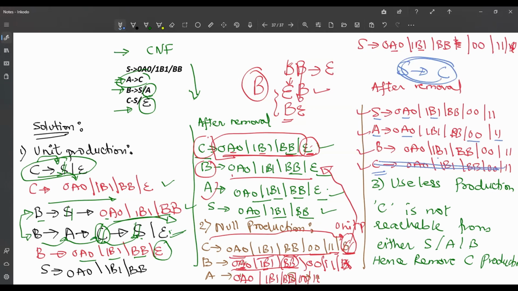So what will be your final answer? Your final answer will be the productions of S, A, and B. So I hope you have understood the concept of conversion of the given grammar into CNF.